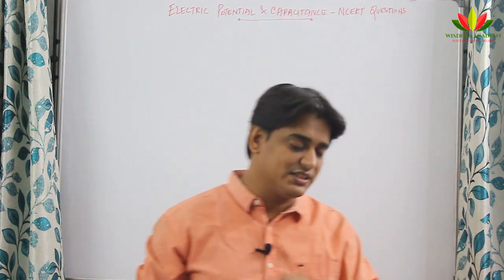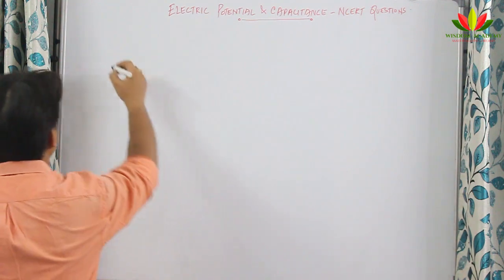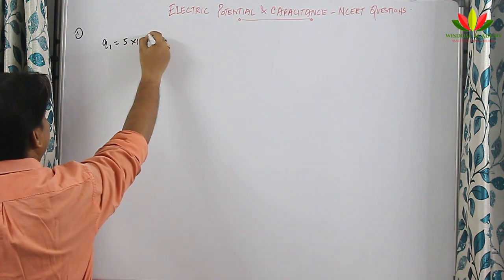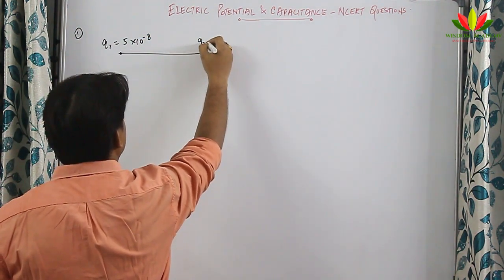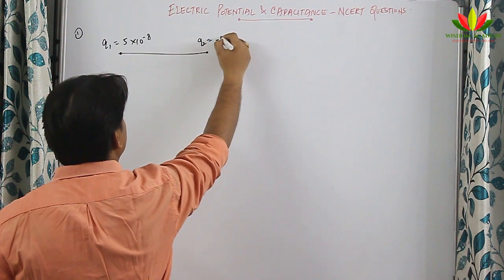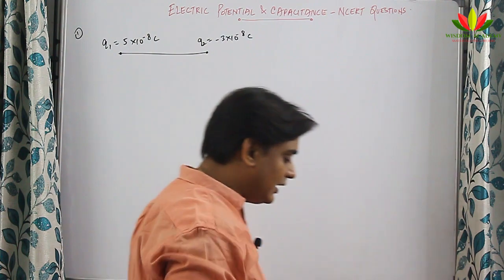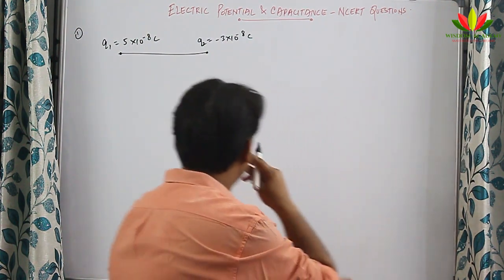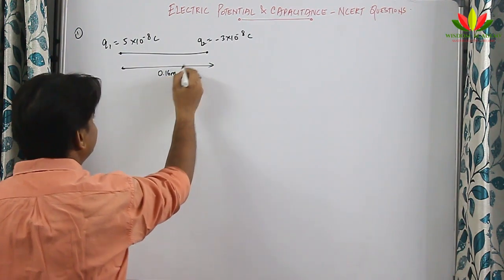So they have given two charges. One is 5 into 10 power minus 8 and second is minus 10 to the power minus 8. So Q1 is 5 into 10 to the power minus 8, whereas Q2 is minus 3 into 10 to the power minus 8 coulombs, and they have told that distance between them is 16 centimeter. So they are 16 centimeter apart. So I will write like this, 0.16 meter.